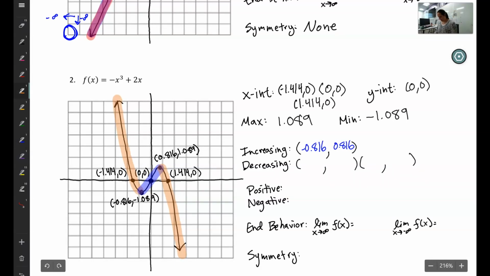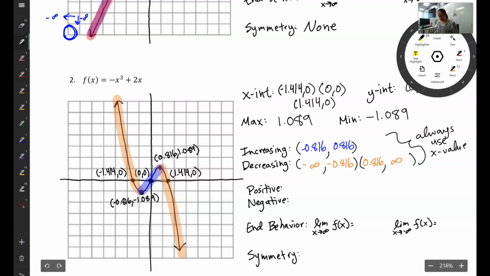So my first decreasing is from here, which is all the way to the left. It's going to go forever and ever and ever. So negative infinity to right there, my x value, negative 0.816. And right here, x value, positive 0.816. And then it's going to go to the right forever and ever and ever. So infinity. Always use x values.